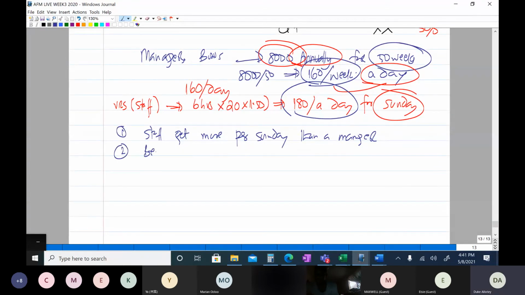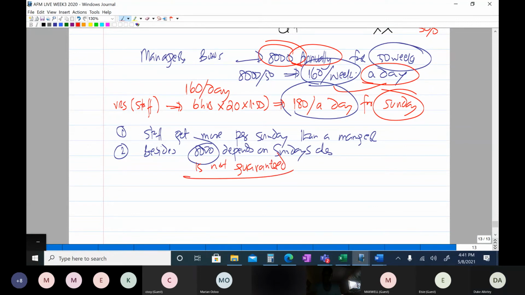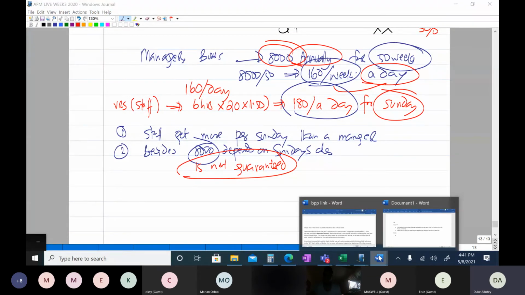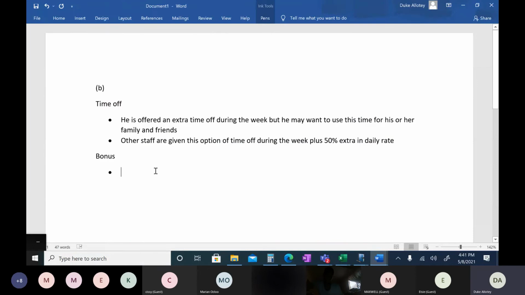2, the 8,000 depends on the Sunday sales, which could be more or could be less. So the 8,000 is not guaranteed. The staff gets more and is guaranteed, but this is not guaranteed. So I'm going to put that down in terms of the bonus.